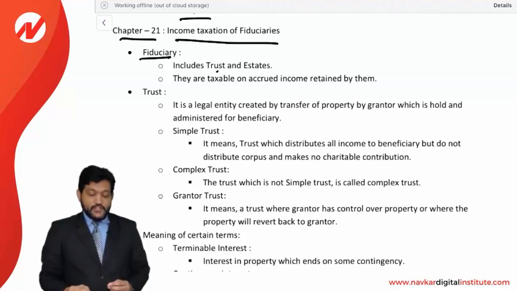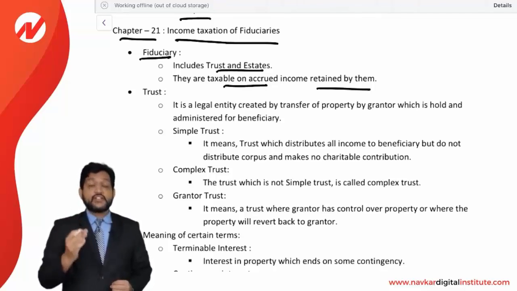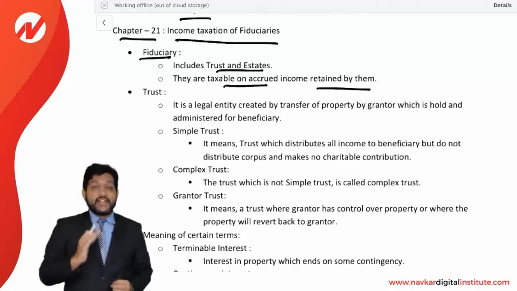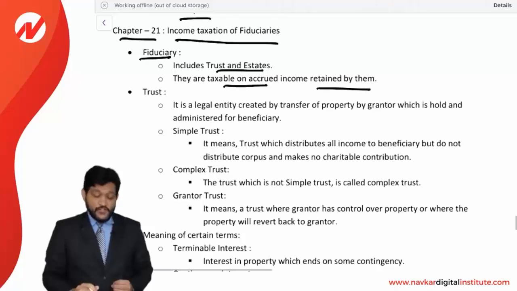Fiduciary includes a trust and estate. They are taxable on the accrued income retained by them. Look at this, accrued income retained by them. So you have to keep in mind, if the fiduciaries keep the income in retained earnings form, they are going to be taxed on it. If they distribute the income, then there is no taxability. So retained income will generate a tax for fiduciaries.